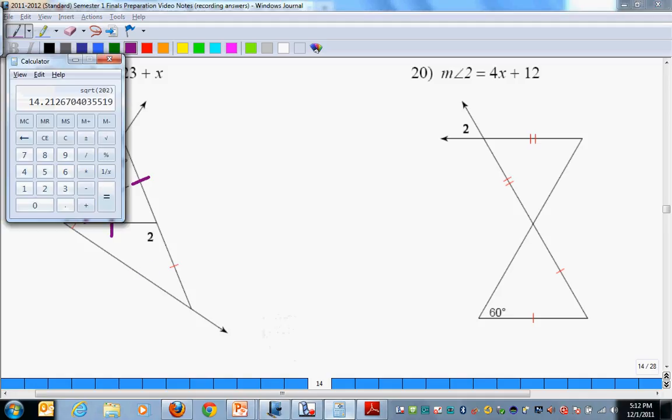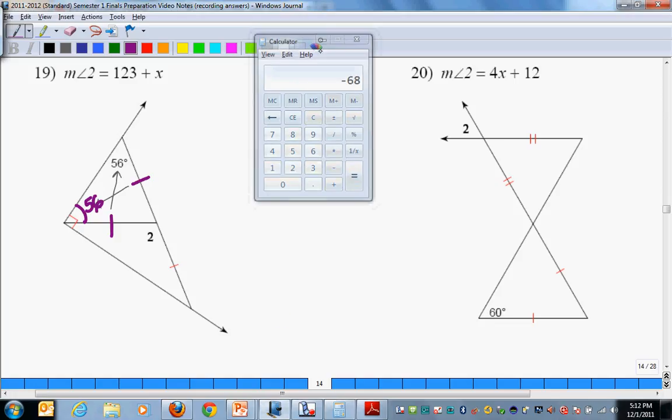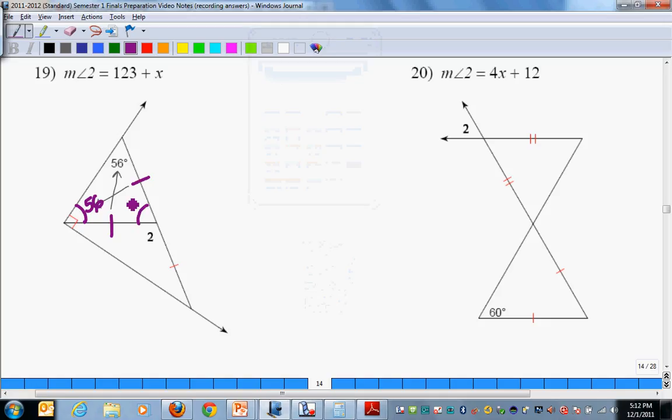And then if you add 56 and 56, equals 112. Take that away from 180. And we're going to get 68. So this angle right here is going to be 68. Then we see here we have 90 degrees. So you take 56 away from 90 degrees. And we have 34.